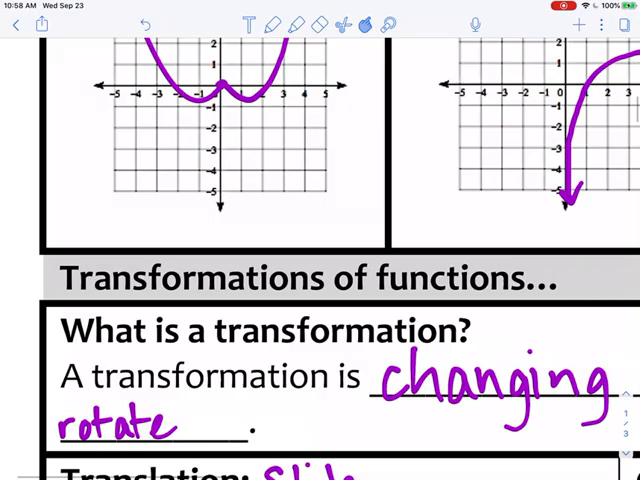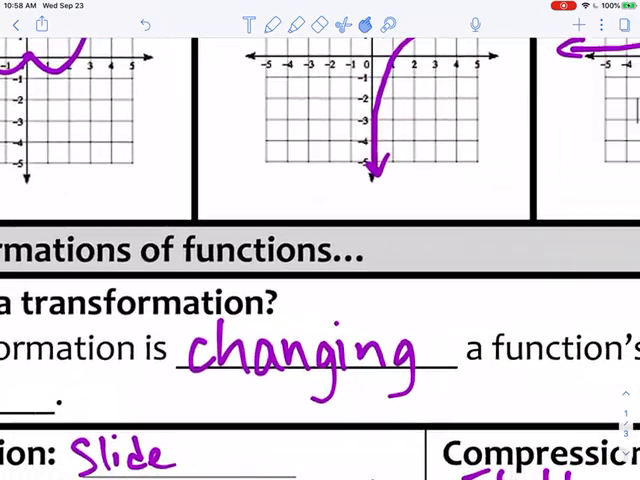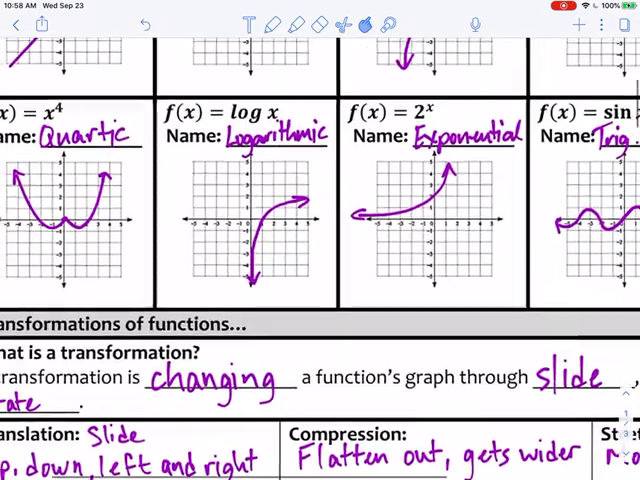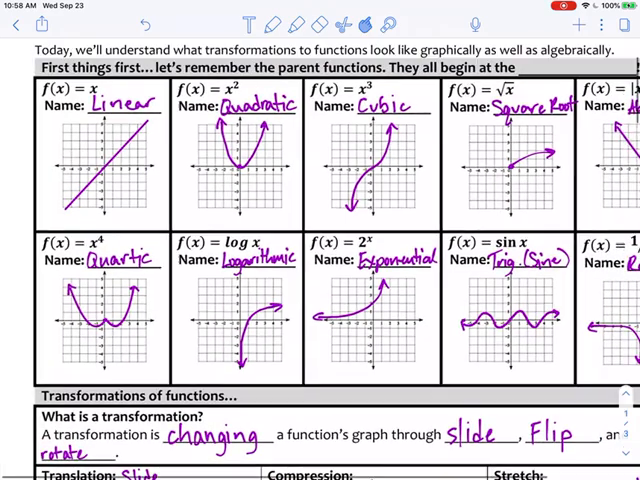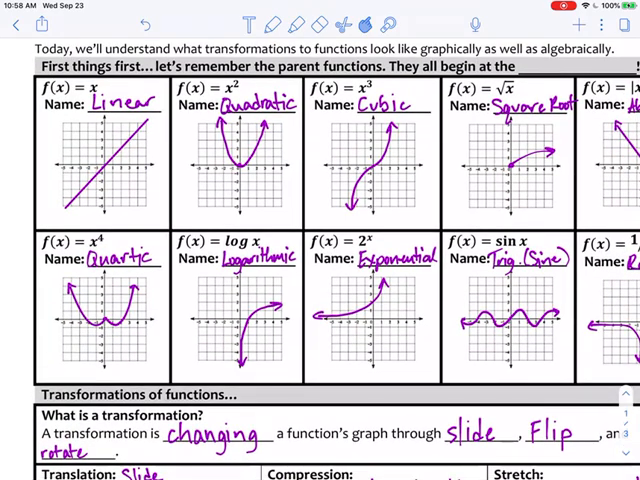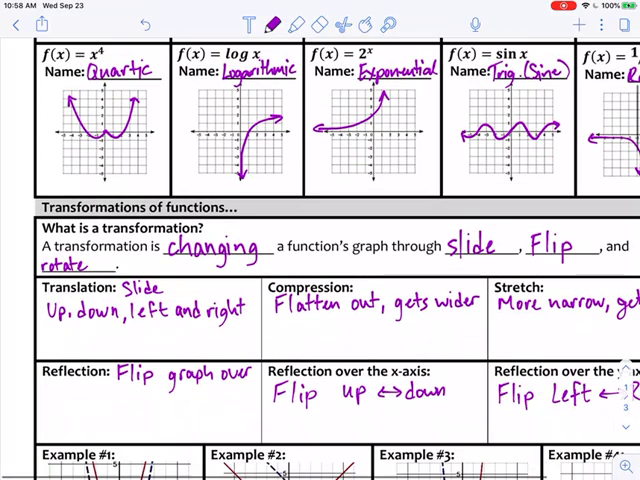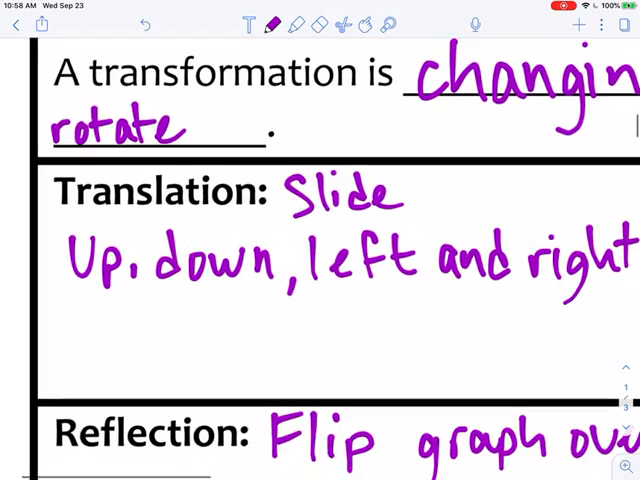Okay, so we're talking about transformations of a function. So a transformation is changing a function's graph through slides, flips, and rotations. Essentially it's taking these parent functions that we're talking about up here, and we're just moving them around. We're going to start talking about this a little bit today, and I think a lot of us have seen this at least once.